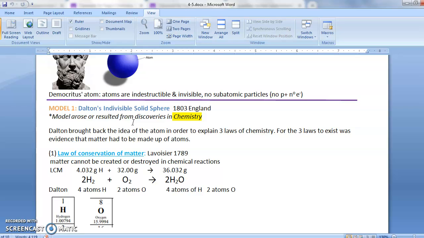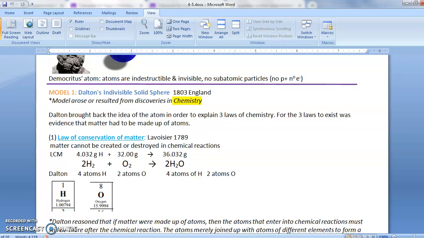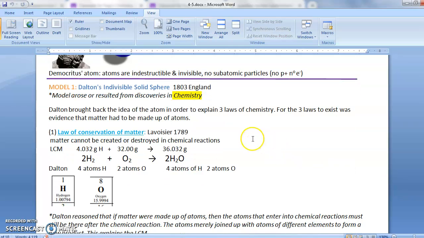But Dalton realized that Democritus had to have been right, because there were some things being discovered in chemistry that would only make sense if all matter was made up of atoms. And those things were being discovered right at this time, at the latter part of the 18th century and the beginning of the 19th century, in other words, the late 1700s and the early 1800s.